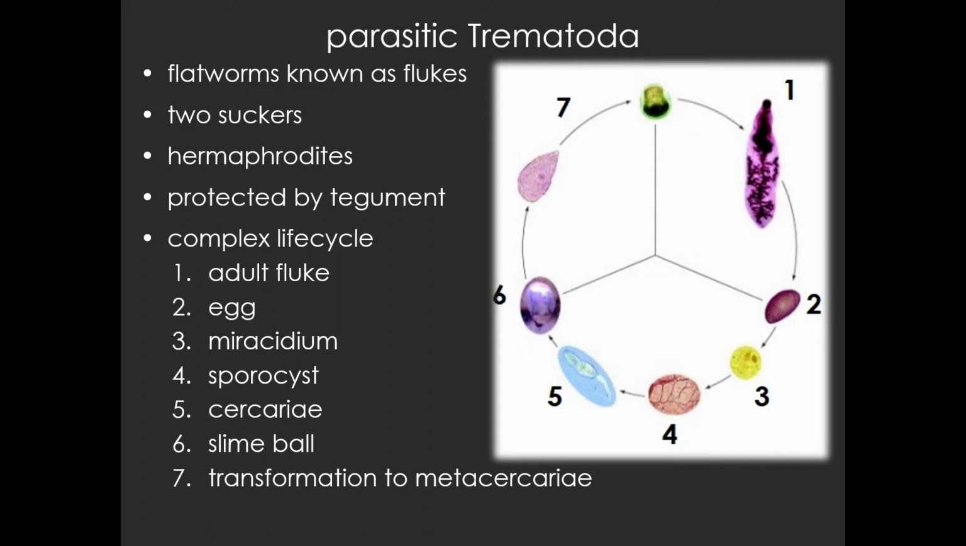And just to drive home the point of that complex life cycle, if we start at number 1, we have our adult fluke. Move to number 2, we have an egg, a miracidium, a sporocyst, cercariae, slime ball, and then finally a transformation to a metacercaria. So we said in lecture, what's the kicker about these worms? They are characterized by their complex life cycles, which in Dicrocoelium dendriticum, we can certainly see that happening.